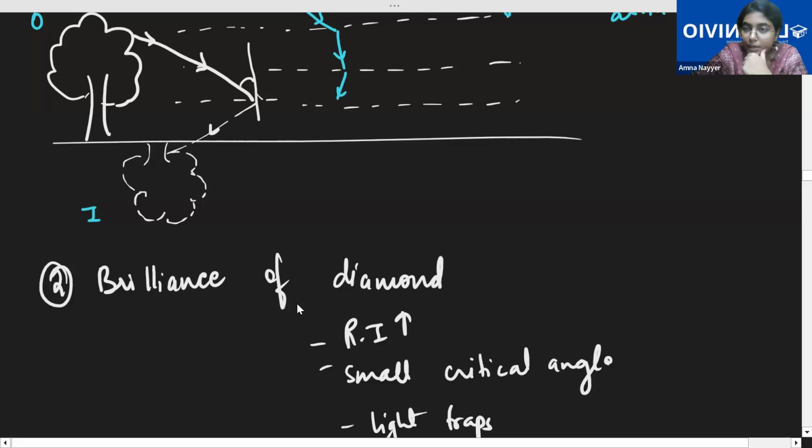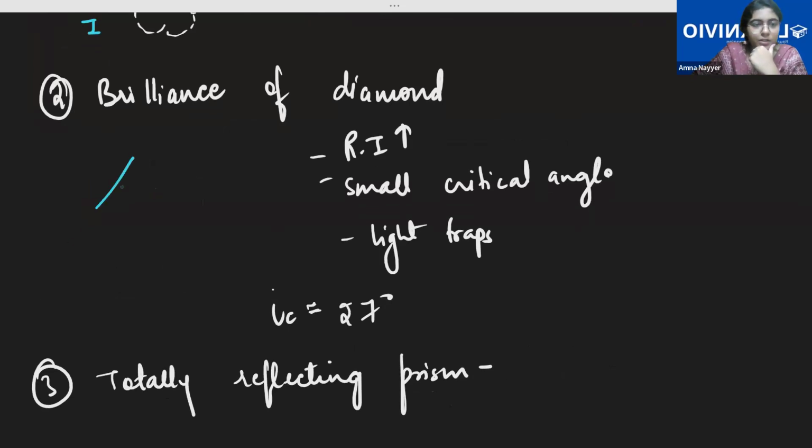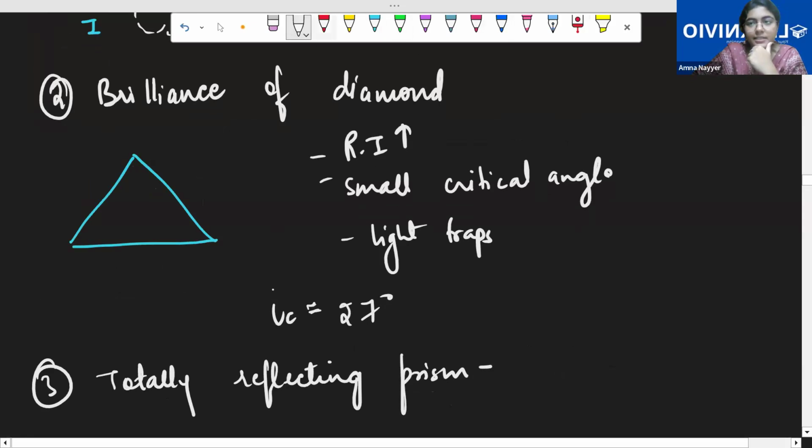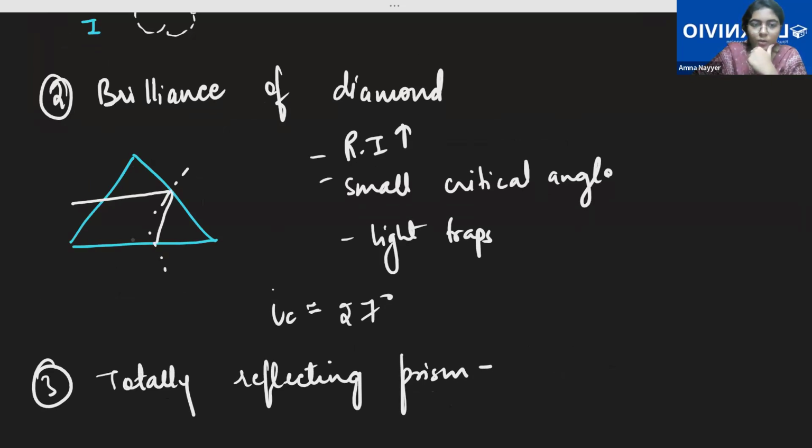brilliance of diamonds. See, when you have a diamond with you, the light ray once it enters, let's say this is the light ray. The light ray enters, it gets totally internally reflected. Then again here totally internally reflected, then here, like this the light ray gets trapped. So when you have a diamond, and if you just turn it a little bit, you are able to see its dazzling light.